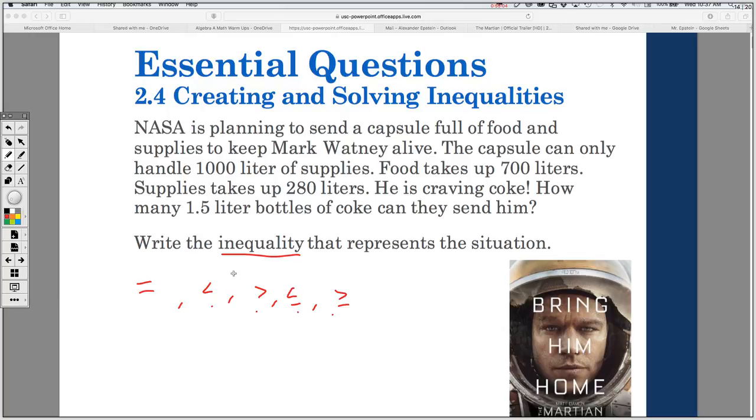Before you start, actually, let's work together on where the sentences are that have that important information. And you can highlight it in your packets as well. There should be highlighters in your pencil box thing. Go ahead. All right, so the capsule can only handle 1,000 liters of supplies. Food takes up 700 liters. Supplies take up 280 liters, and so on. Okay. Go ahead and highlight and get ready to tell me where your two equations or important information lies.